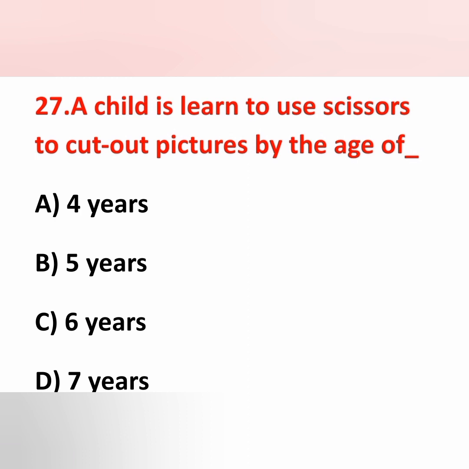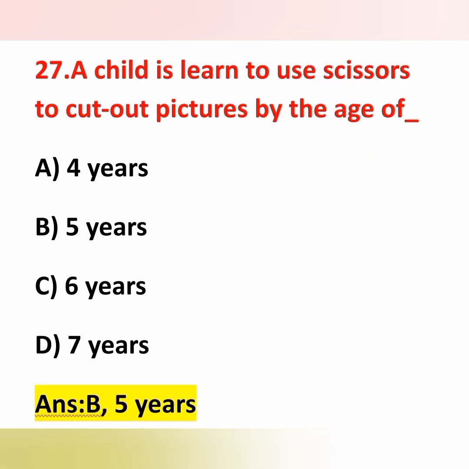The next question is, a child learns to use scissors to cut out pictures by the age of. Options are option A 4 years, option B 5 years, option C 6 years, and option D 7 years. The correct answer for this question is option B, 5 years. A child learns by himself or herself to use scissors to cut out pictures by the age of 5 years, or 60 months.